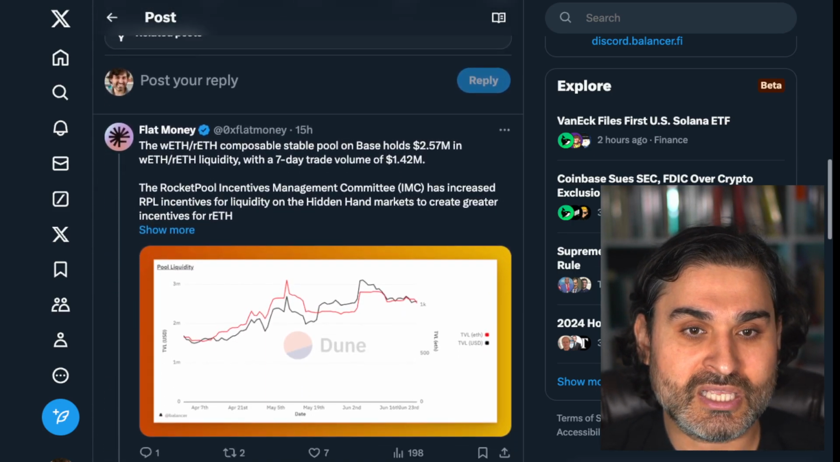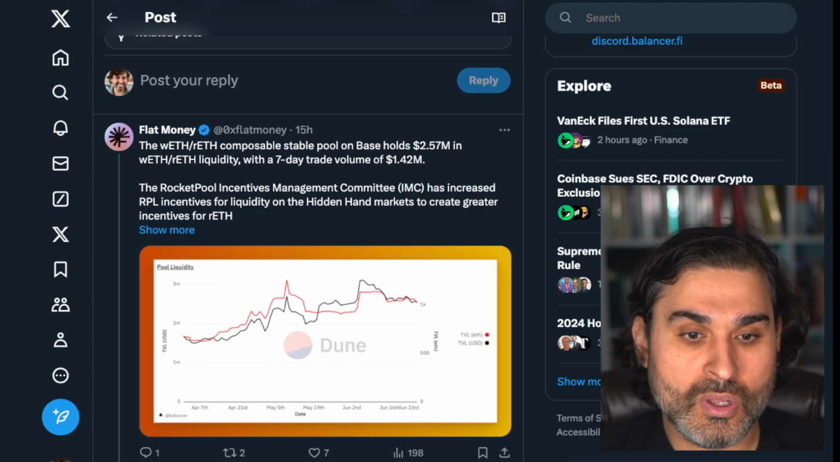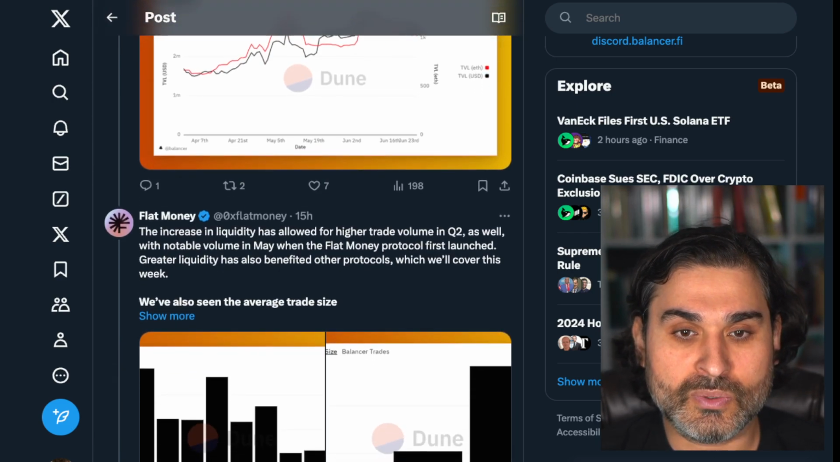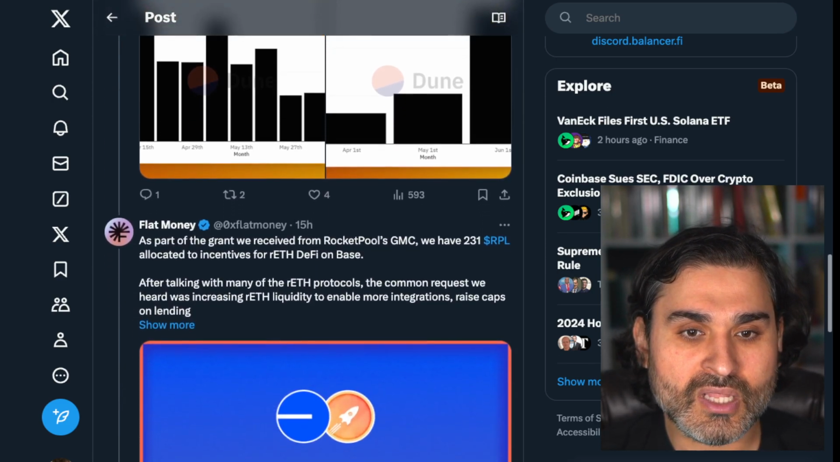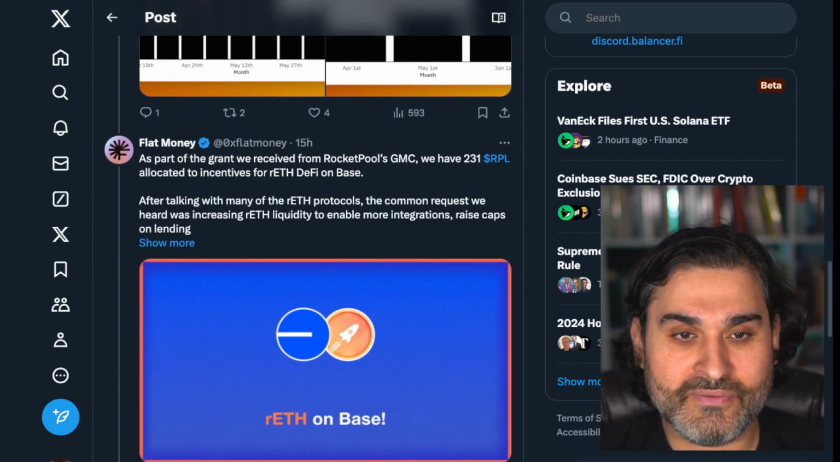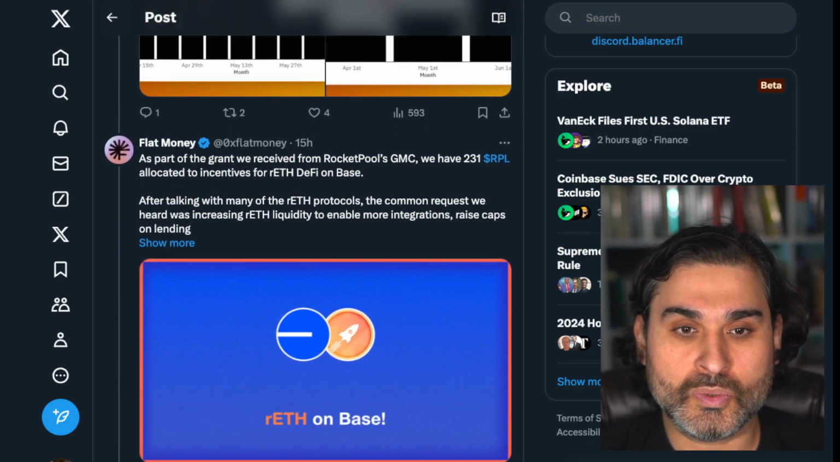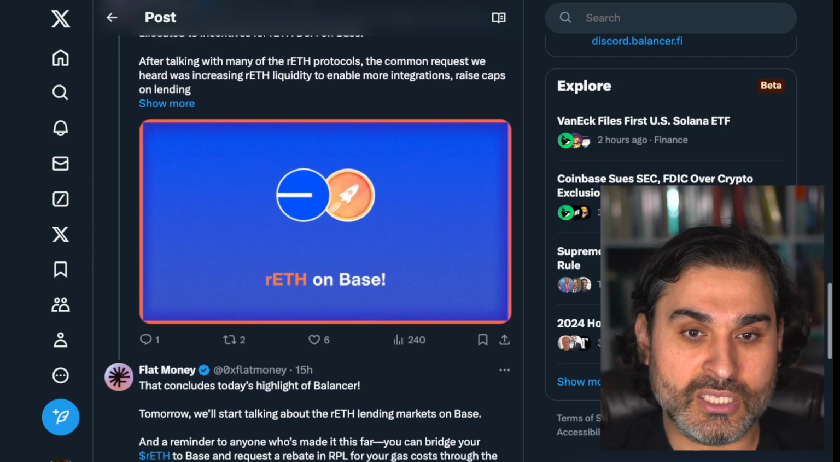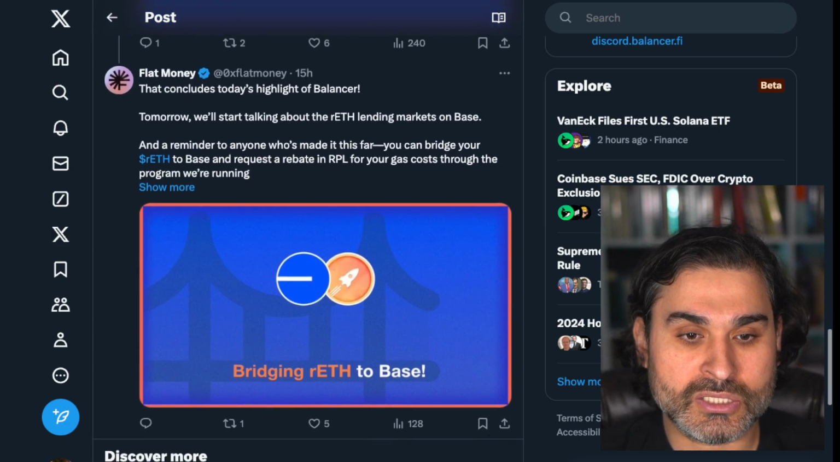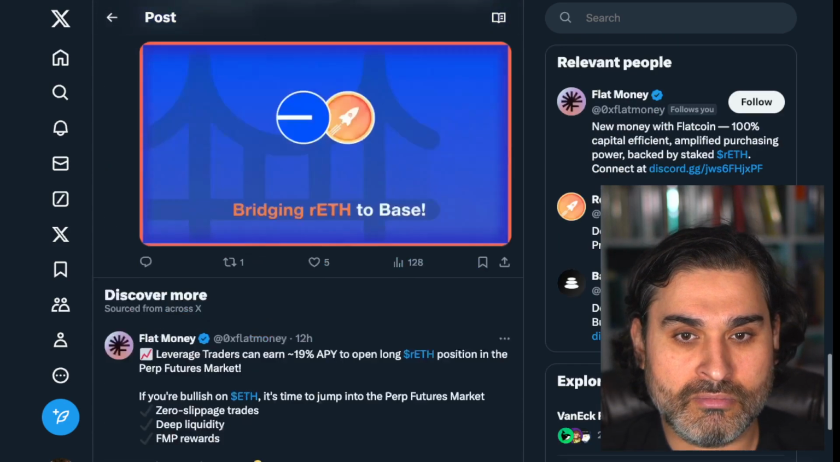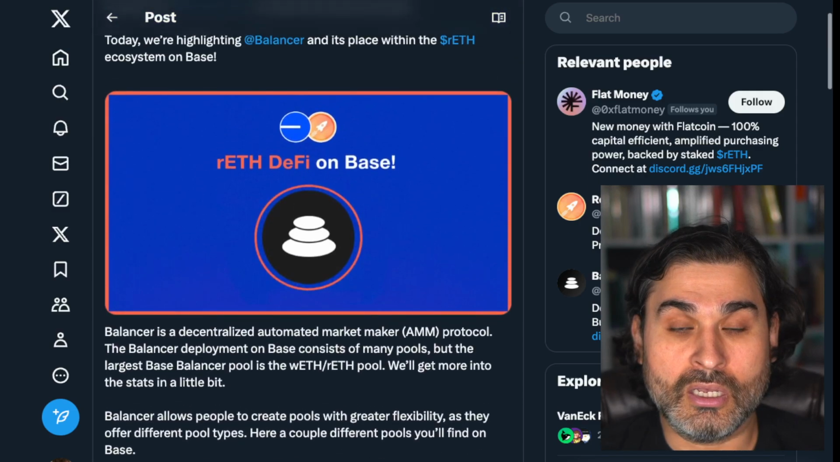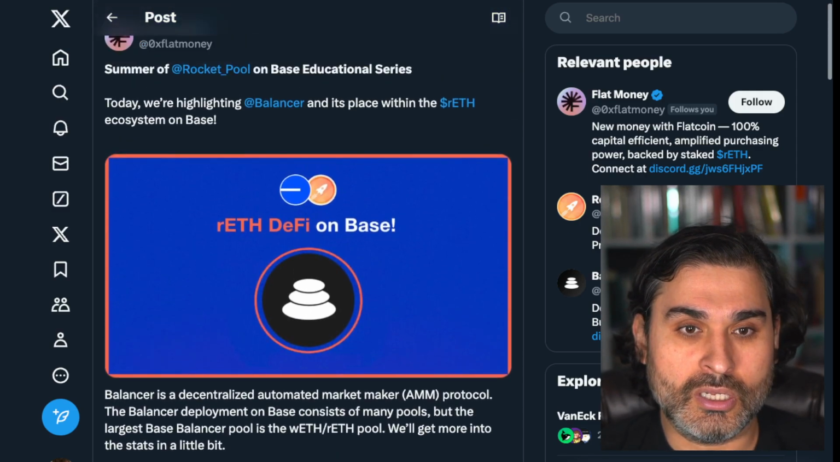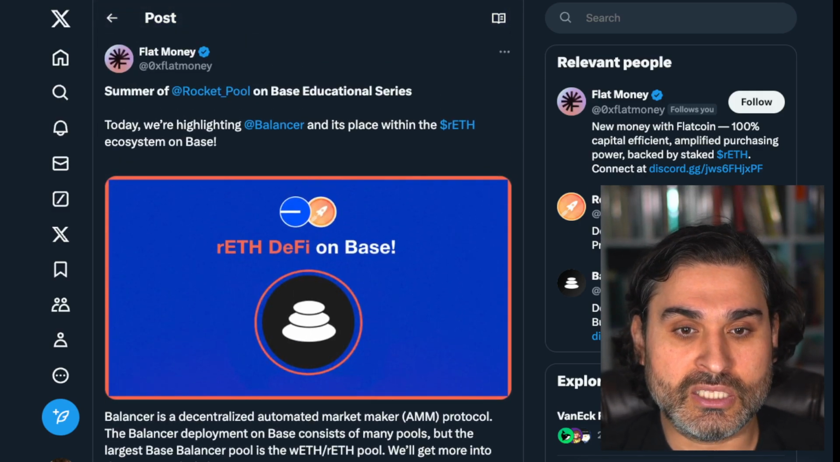And then they go on over here and explain how it holds millions of dollars in crypto, and how there's increased liquidity as well, and how all that works. And then they explain how they give RPL incentives for rETH, DeFi, and Base. So if you're interested in how Balancer works, definitely go and check that out. And Balancer, of course, is something that the IMC really enjoys using. So really great job by Flat Money to get all this information out and promoting rETH on Base.